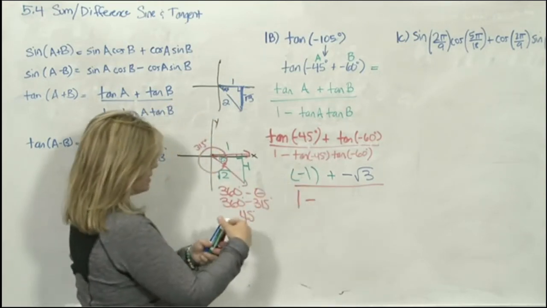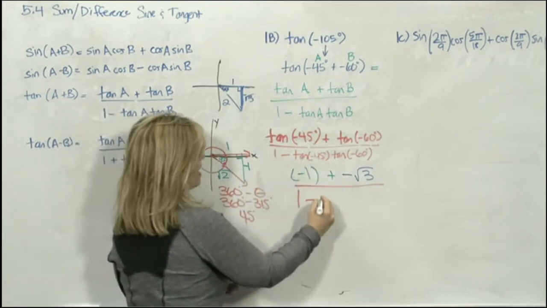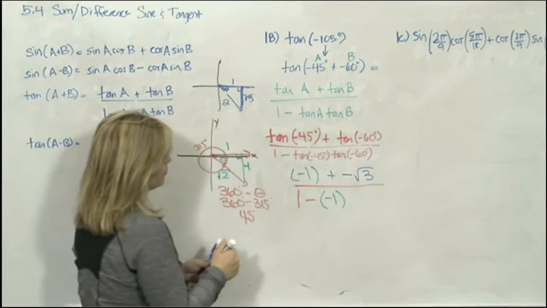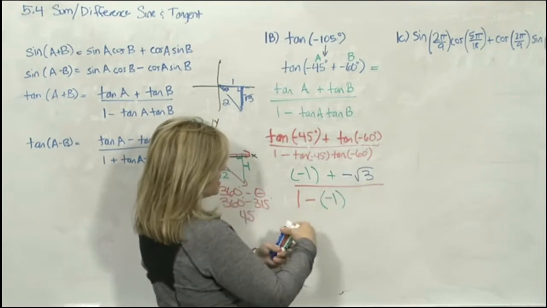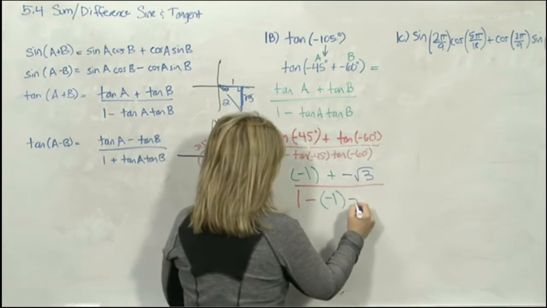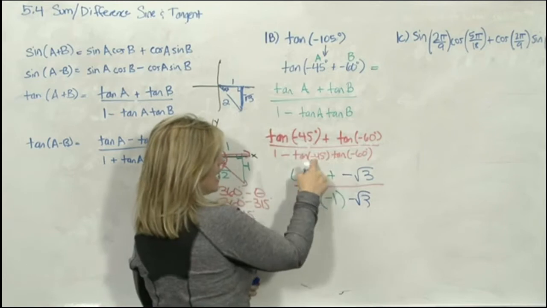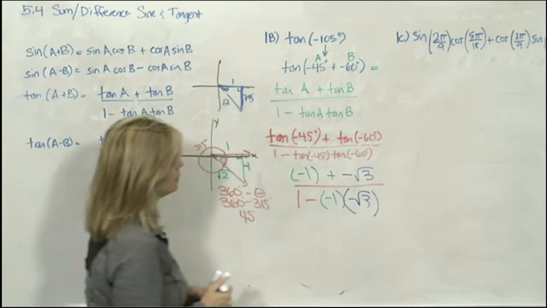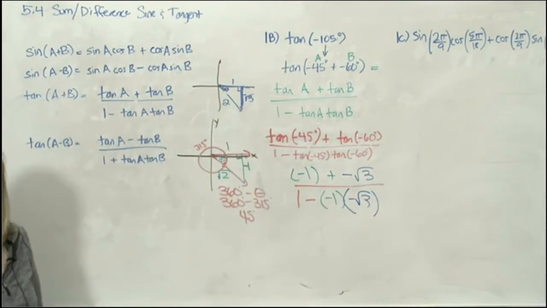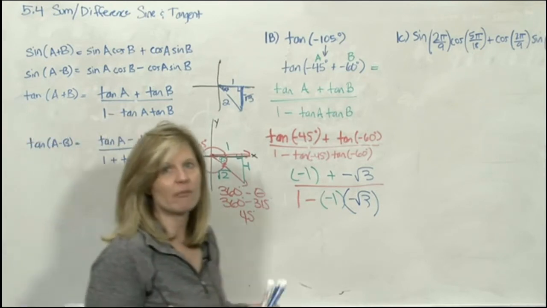What do we say the tangent in negative 45 is? We said that was negative 1. Then we have the tangent in negative 60. We said that was negative square root of 3. They're side by side, so they're connected by multiplication. That's the trig part. Is everybody okay so far?